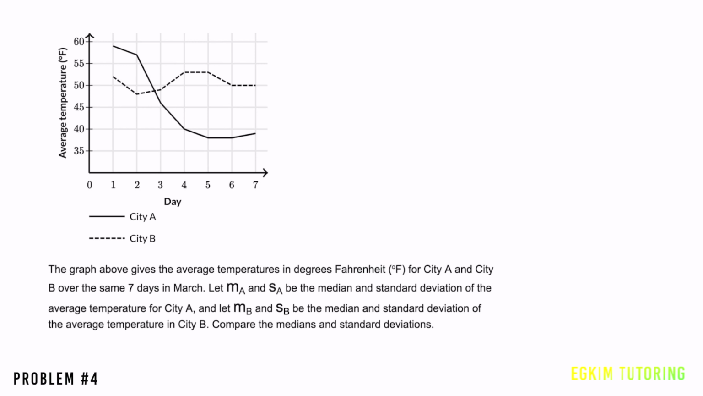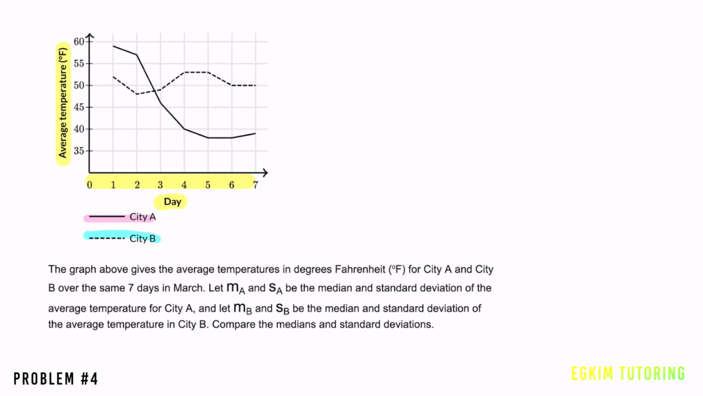All the problems that we've dealt with so far only had one data set, and now we're dealing with two data sets. So let's look at the graph. On the graph, we have days for the x-axis, and then we have average temperature in degrees Fahrenheit for the y-axis. We're looking at two cities. We have city A and city B.